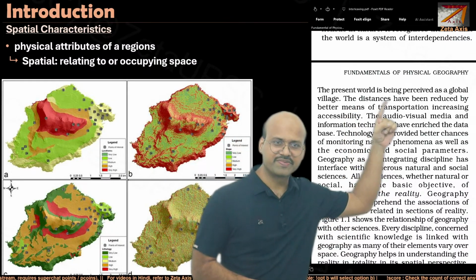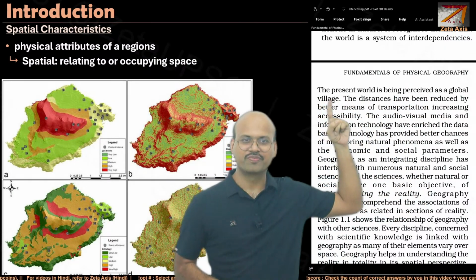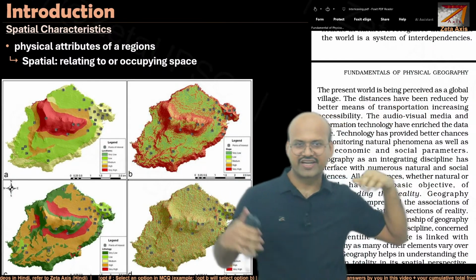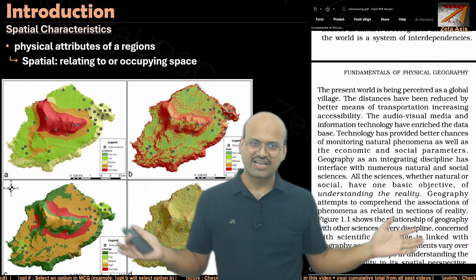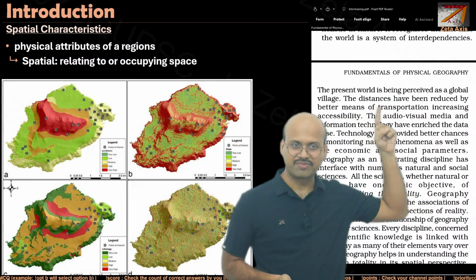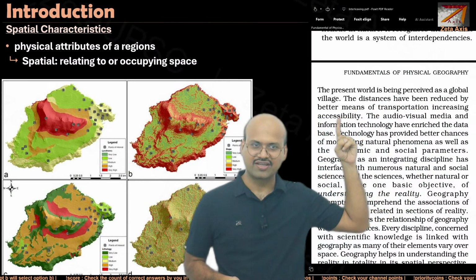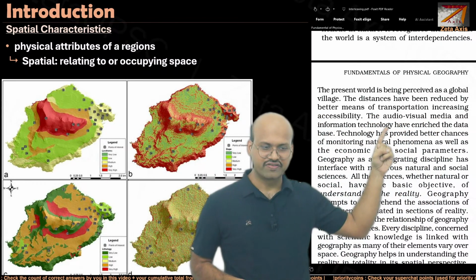The present world is being perceived as a global village. We all know Vasudhaiva Kutumbakam. So global village means that because of transportation and communication, the whole world has now become a village. Everything is very close. The distances have been reduced by better means of transportation and increasing accessibility. The audio-visual media and the information technology were enriched.